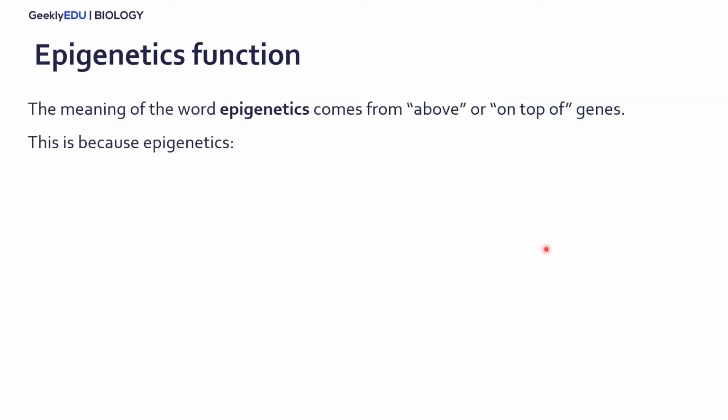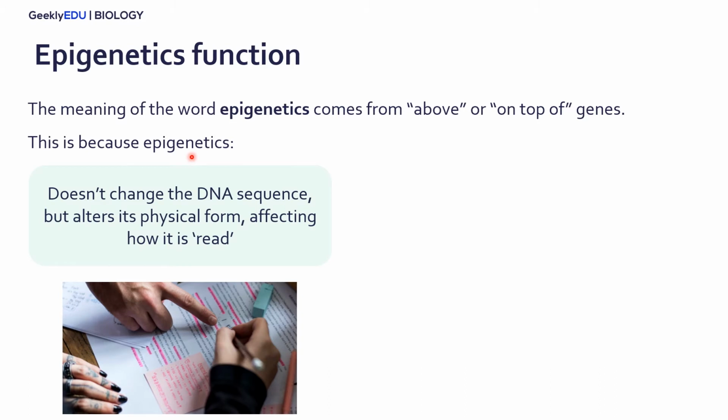So what is epigenetics? If we look at the word, epi means above or on top of, and genetics just refers to genes. So the field of epigenetics is looking at things that are on top of genes, and this is because epigenetics doesn't actually change the DNA sequence, but rather alters its physical form, affecting how it is read.